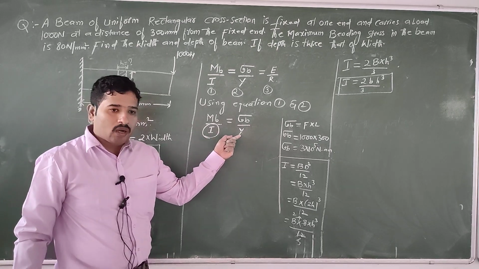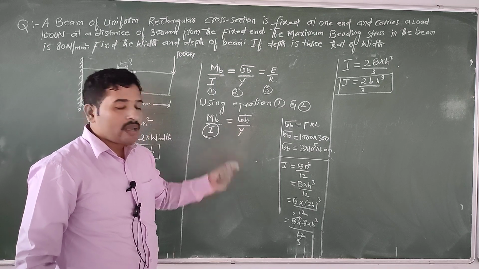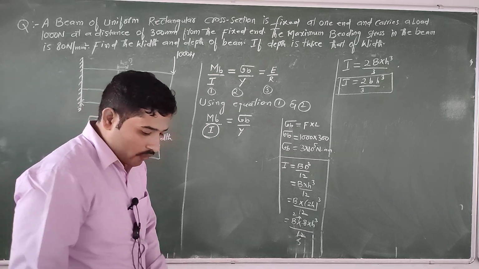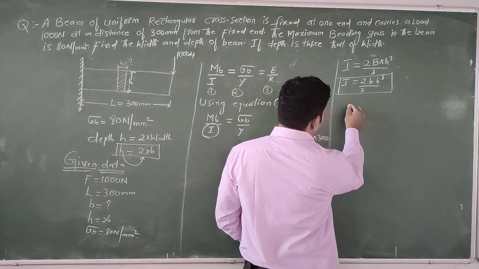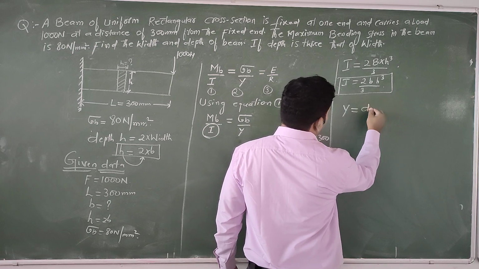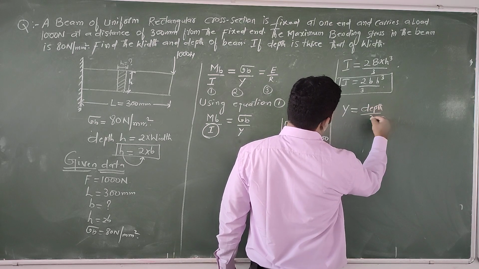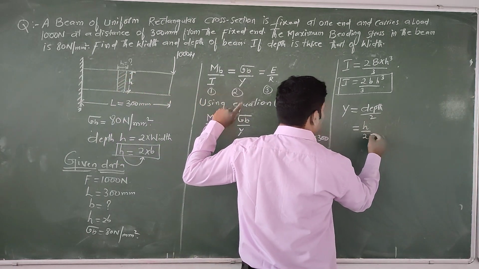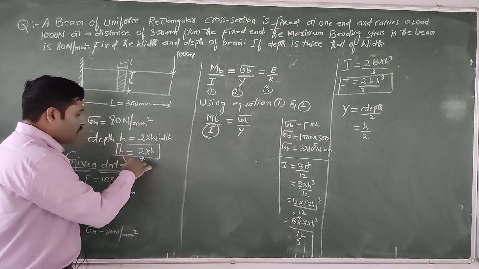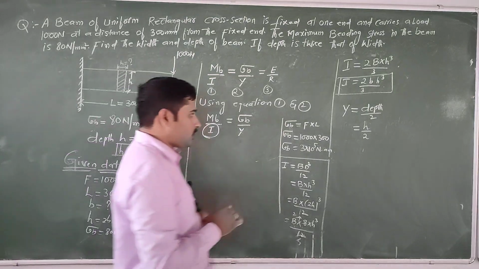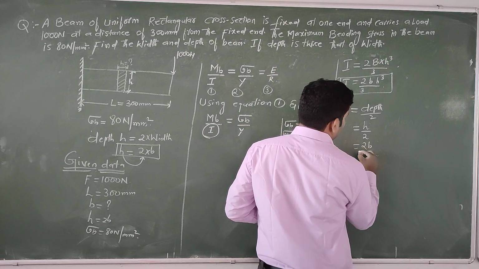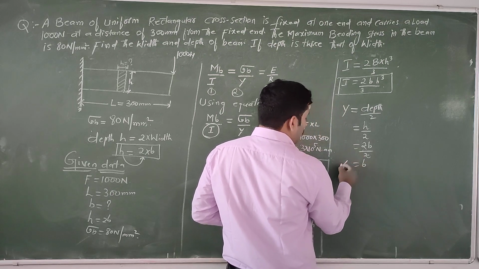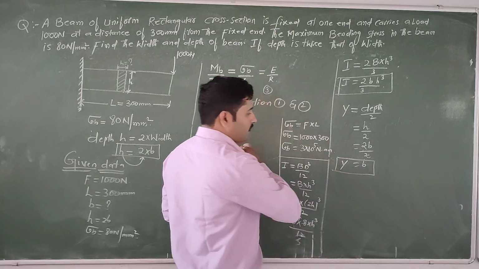Again, what we need to find out? We need to find out the value of y. So what is the value of y? Y is equal to depth by 2. Is it right? We know very well. Depth we can say as h by 2. H value is equal to 2 times of breadth, so 2 times of breadth by 2. Then if you cancel this term, you will get y equal to only breadth.